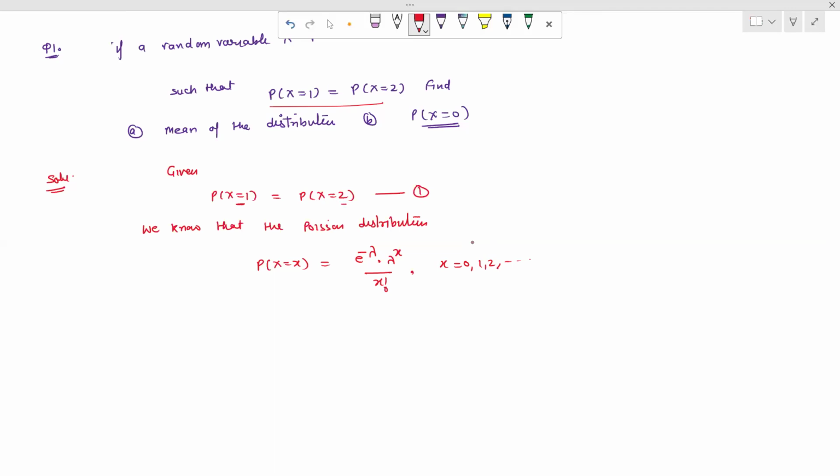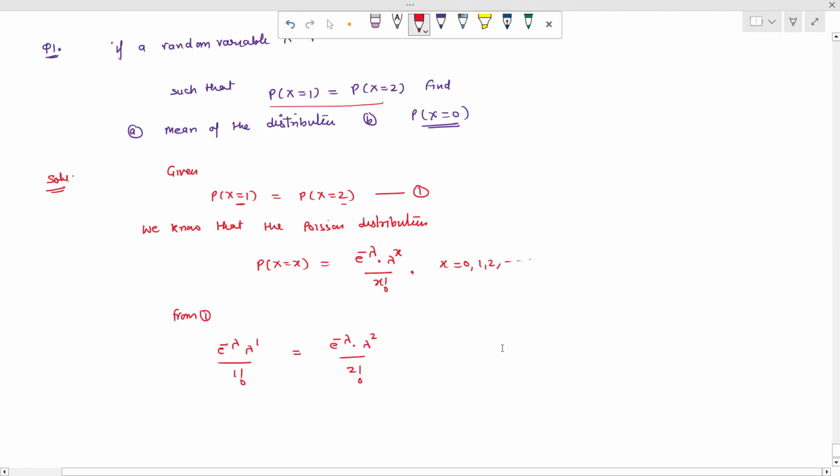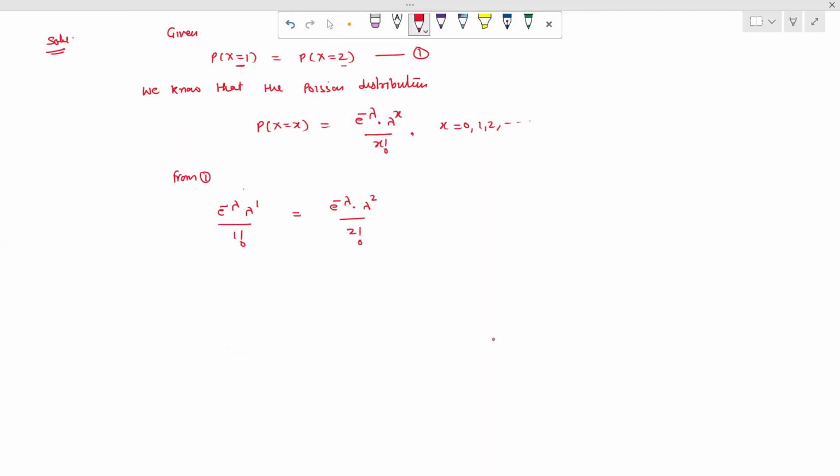Now we write down from equation number 1. Probability of x equal to 1: when we put x equal to 1, this can be written as lambda raised to the power 1 upon 1 factorial. This is equal to, when we put x equal to 2, lambda raised to the power 2 upon 2 factorial. Now e raised to the power minus lambda on both sides cancels. So lambda upon factorial 1, which is 1, is equal to lambda square upon factorial 2, which is 2. Lambda with lambda cancels, so 1 is equal to lambda upon 2. This implies that lambda is equal to 2.